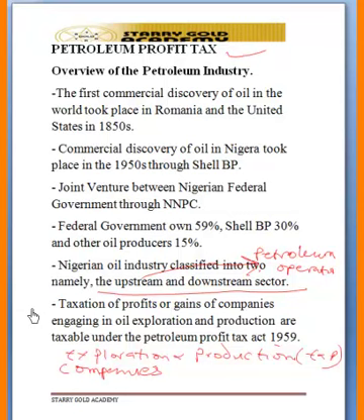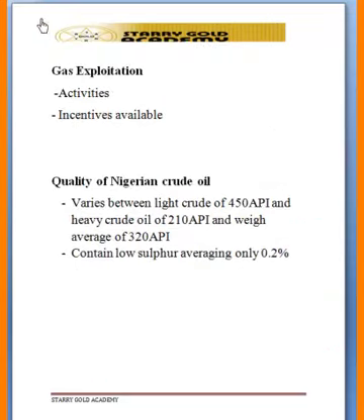For licenses, we have three forms of licenses. We have the oil exploration license, OEL. Let me try and put something here. Type of licenses: OEL, oil exploration license. I need to correct this, this should be E.